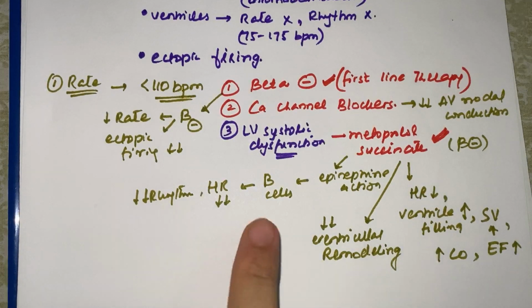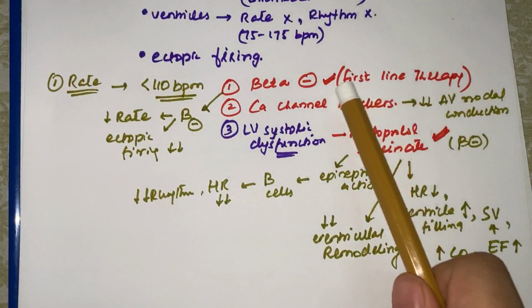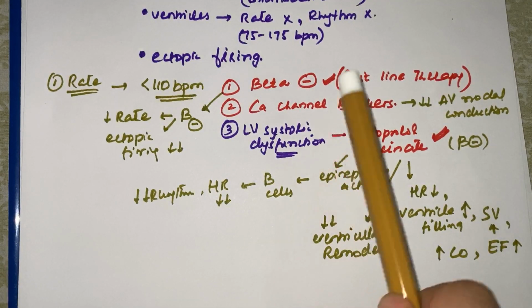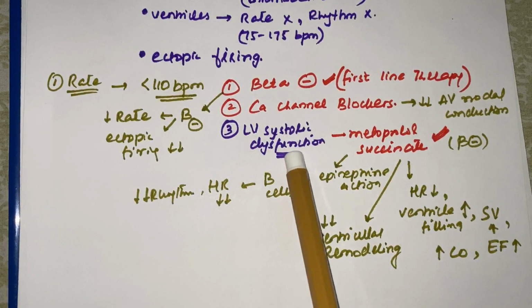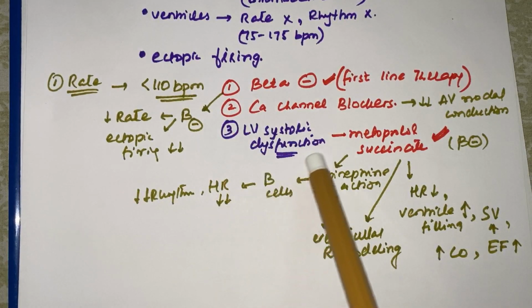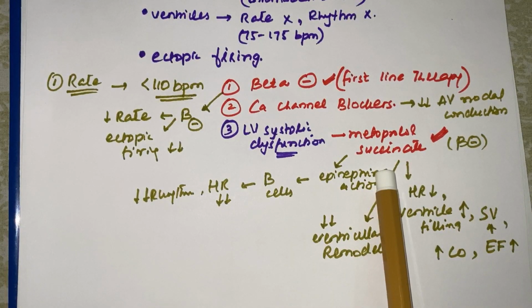Fine. So briefly, to control the rate, we have three options: beta blockers as first line therapy, calcium channel blockers if a patient doesn't respond to the beta blockers, and if it is superimposed with left ventricle systolic dysfunction, then metoprolol succinate, a beta blocker, is the drug of choice.